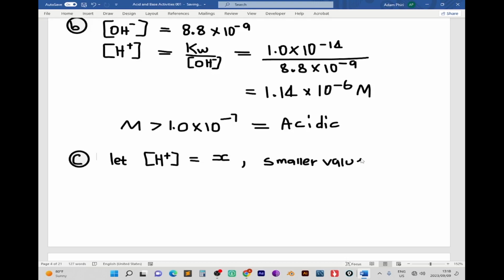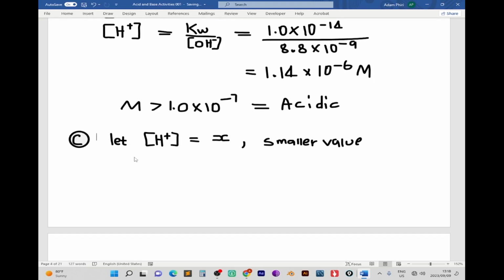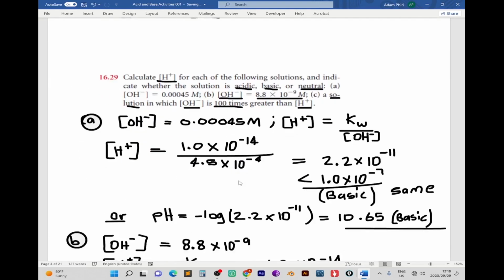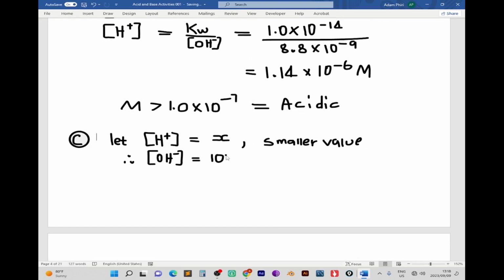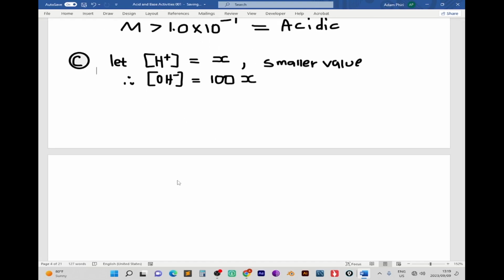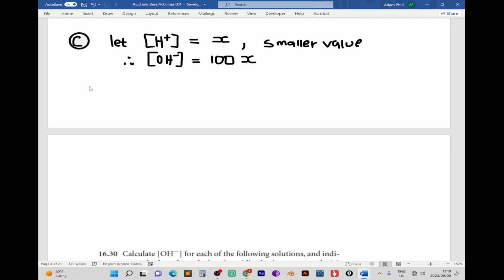If you say the pawpaw is 30 times bigger than the mango, then let the mango be X, and let the pawpaw be 30 times X, so it's going to be 30X. Let the small one be X, and the big one will be 100 times the smaller one. That's how you're going to solve a similar problem in the future. Now we have Kw, and we let the smaller value, which is the acid, be X, and the base, which is OH, be 100X.